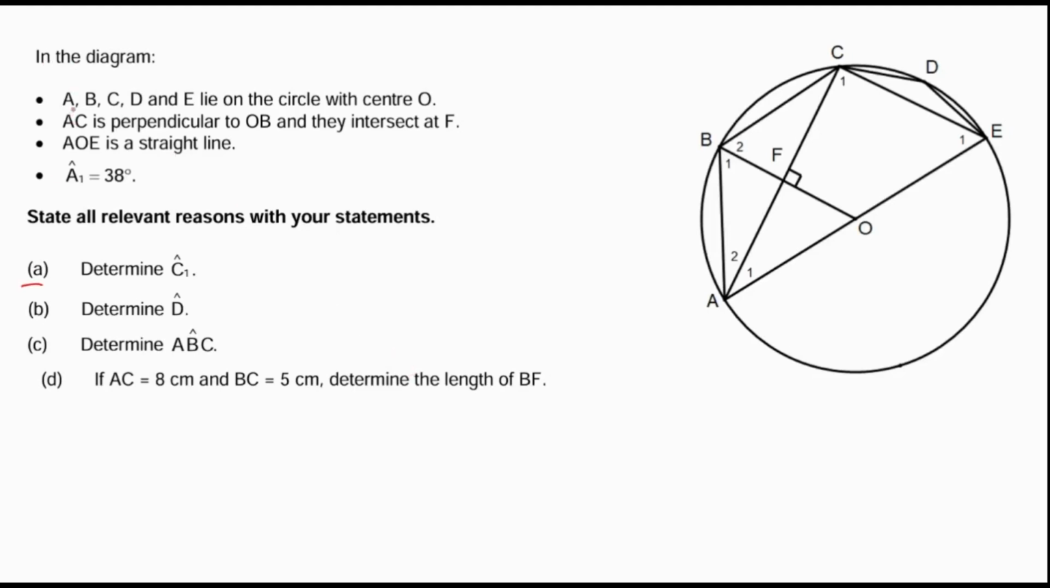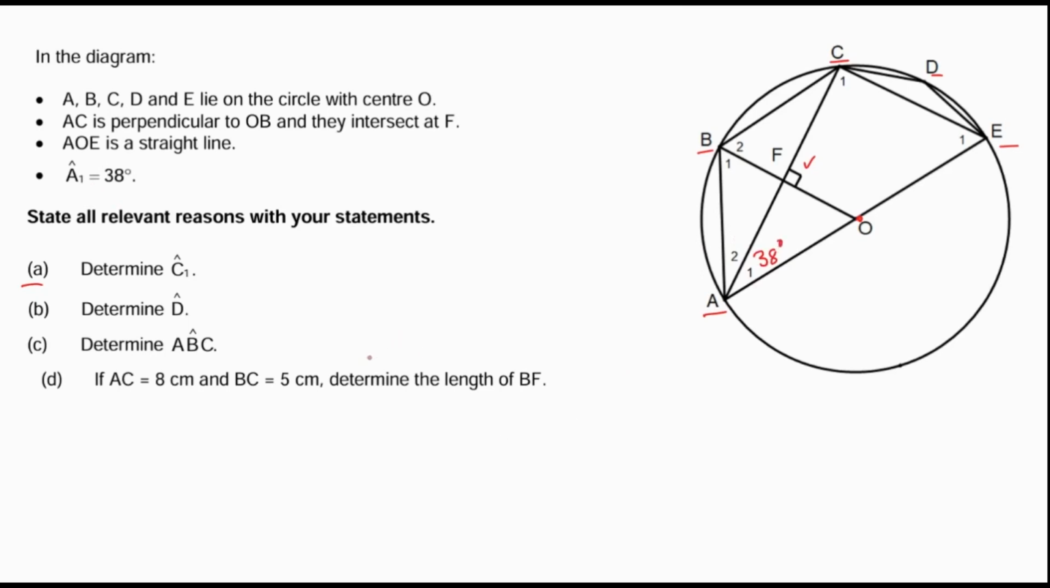In the diagram, A, B, C, D, and E lie on the circle with center O. So this is the center. AC is perpendicular to OB. We can see that here. And they intersect at F. AOE is a straight line. This is a straight line passing through the center. So AOE is a diameter, and angle A1 is 38 degrees.